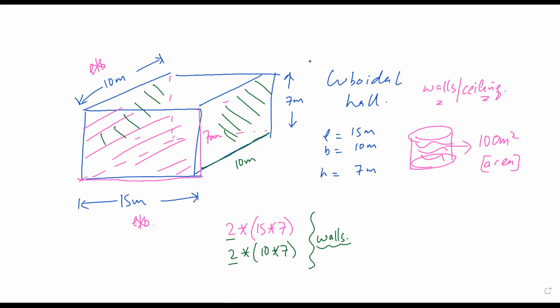So let us select another color for the ceiling. Okay, let me use this color. So this is the ceiling. The ceiling would be this 10 multiplied by 15. So this would be the ceiling. Sarthak, is it clear? Yes, sir.